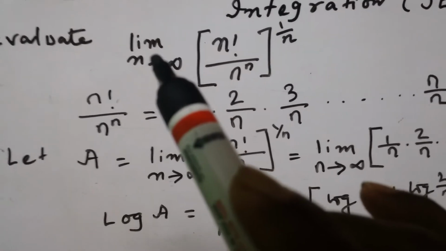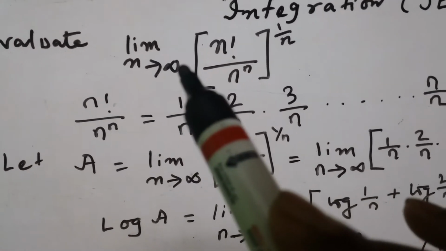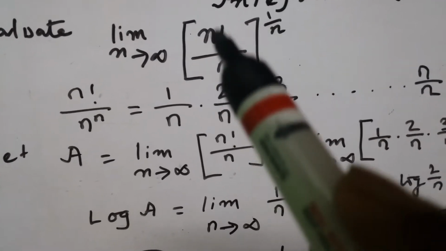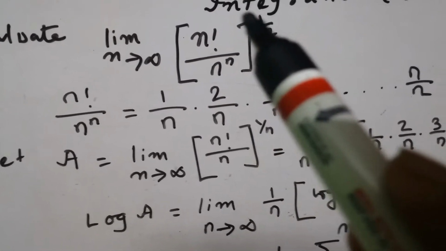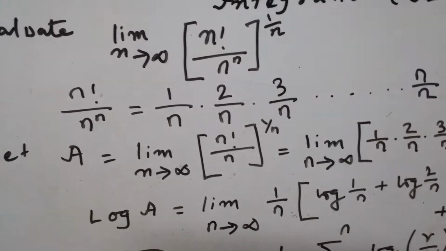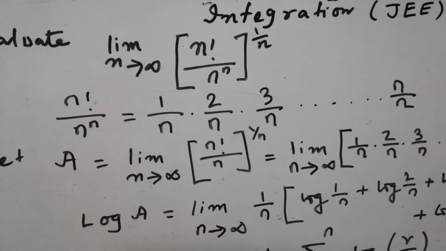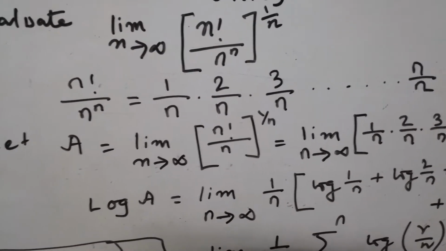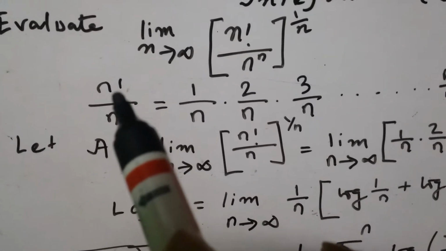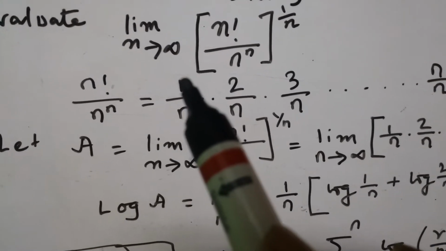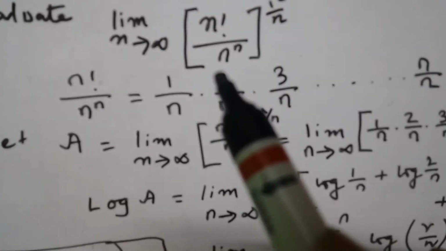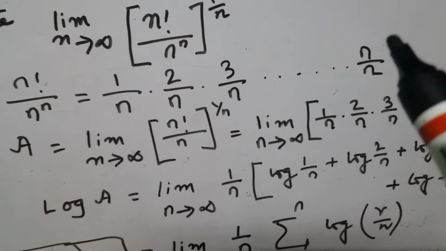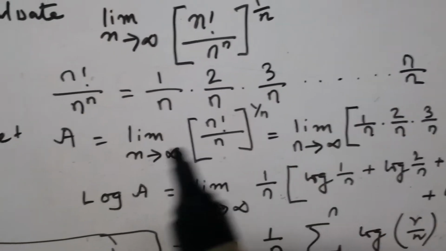Evaluate the limit as n tends to infinity of (n factorial / n^n)^(1/n). This is a very important integration. Evaluate this value. n factorial by n^n, you can write as 1/n into 2/n into 3/n ... n/n.